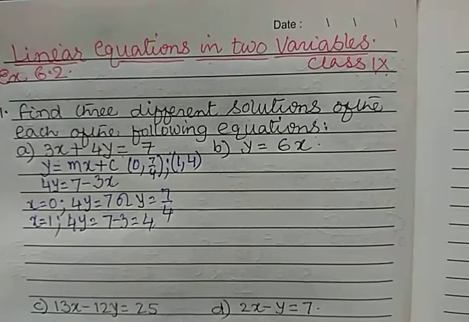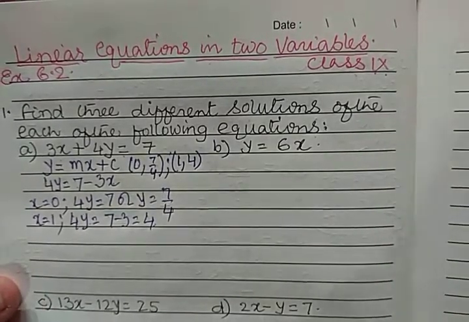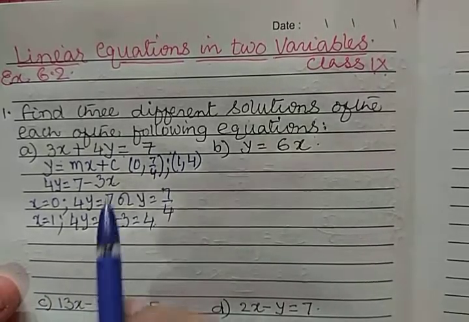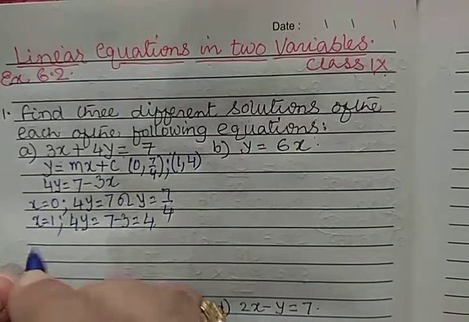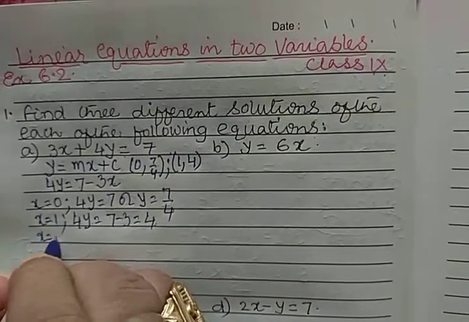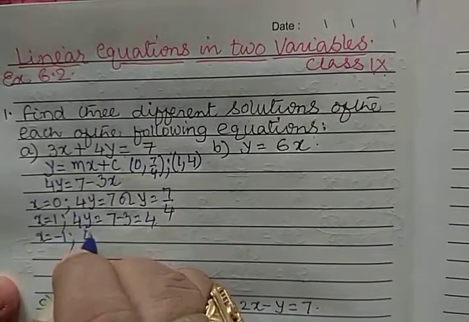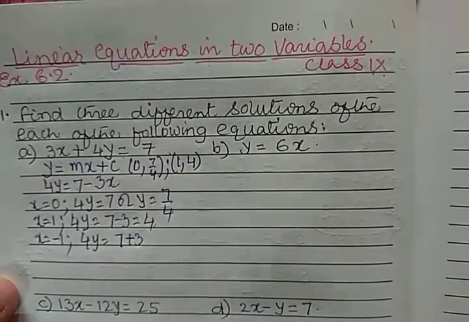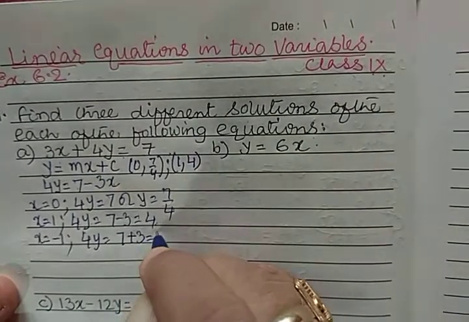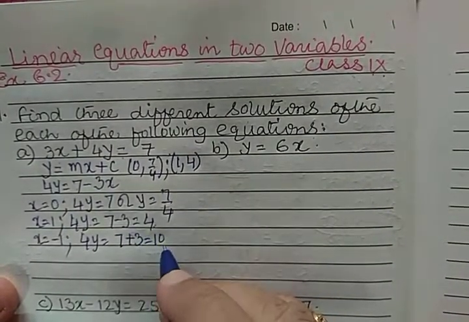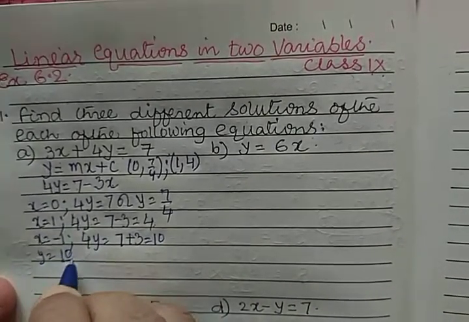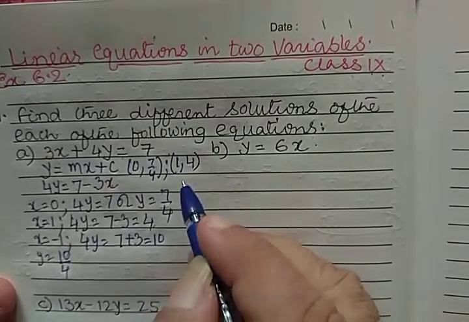Now let us take x is equal to minus 1. Then 4y is equal to 7 plus 3. 7 plus 3 how much? 10. Or y is equal to 10 by 4. So what is your third solution?